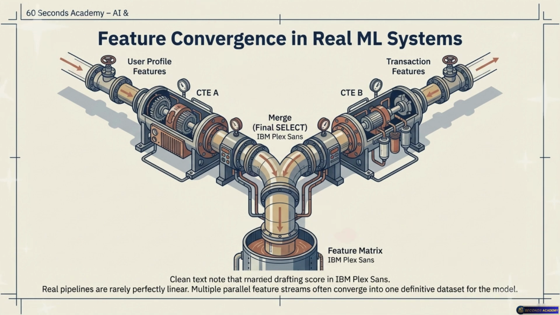That requires a mechanism called feature convergence. Feature convergence. Right. Real ML pipelines are rarely just a single straight line. They're usually multiple parallel streams of logic. You might have CTE A, CTE B, and CTE C all processing totally different aspects of user behavior. And eventually they have to merge. Yes, eventually they have to merge.